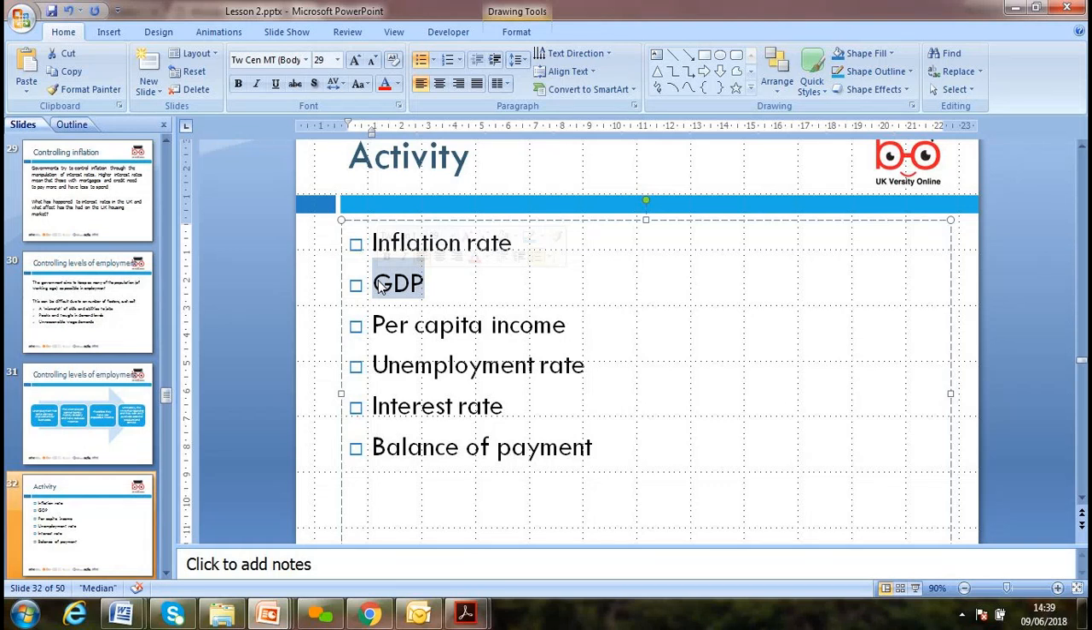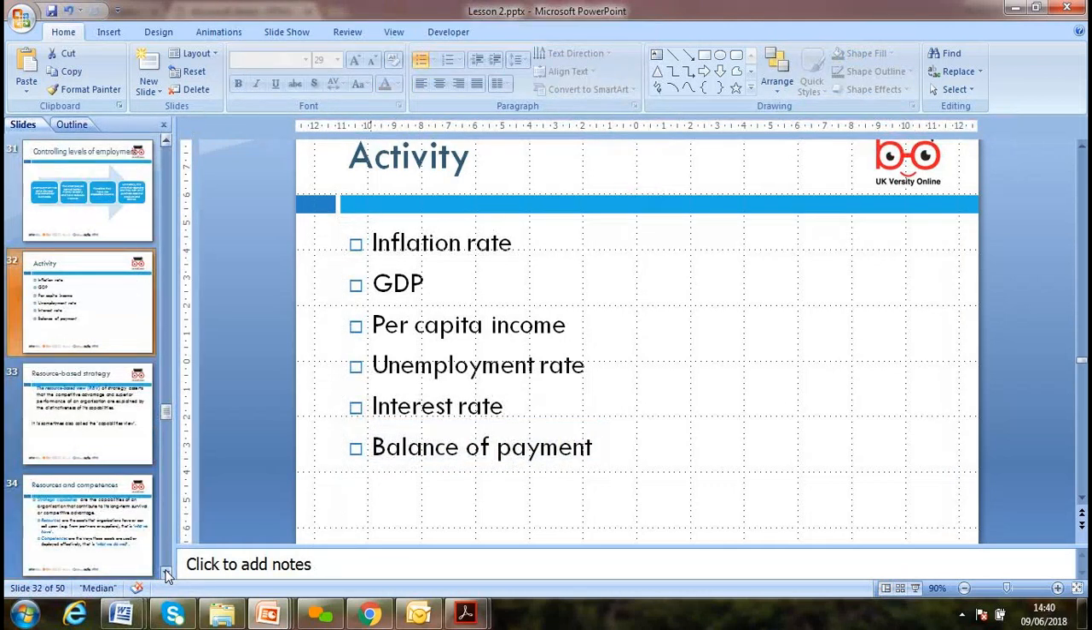Per capita income means per person income, then unemployment rate, and interest rate, which means the base rate, the basic interest rate that the central bank decides to charge. Balance of payment is the trade we are doing, import and export, and the difference between them, whether it is positive or negative. So just try to find information about your own country, that will help us develop understanding. We will go through it next lesson.